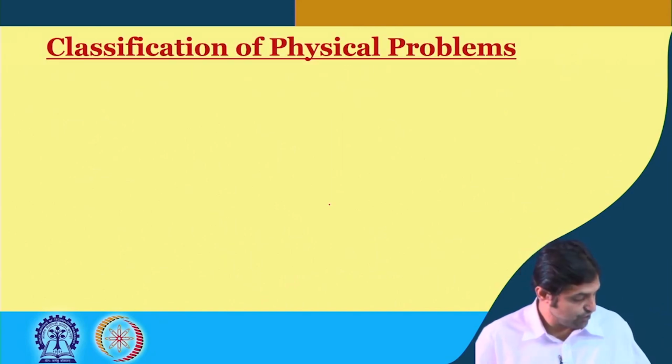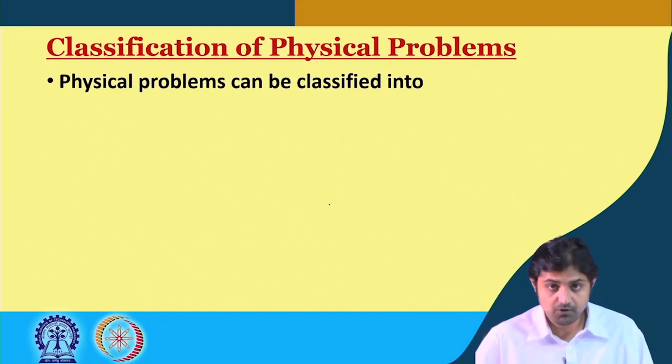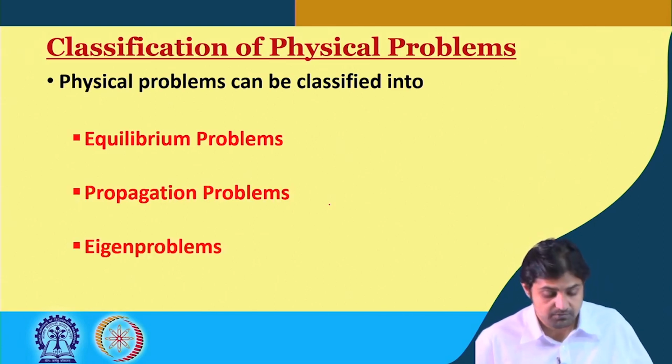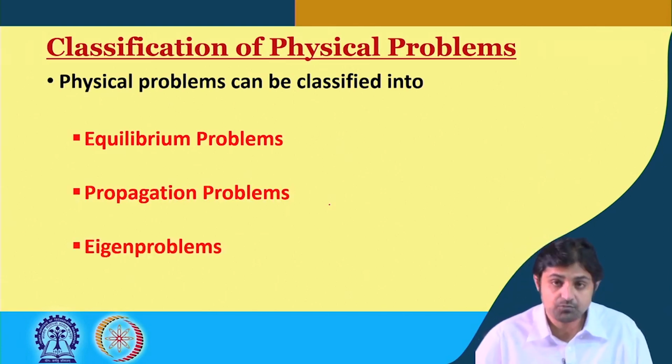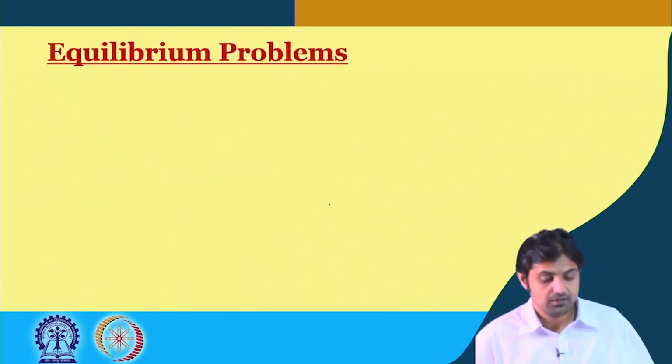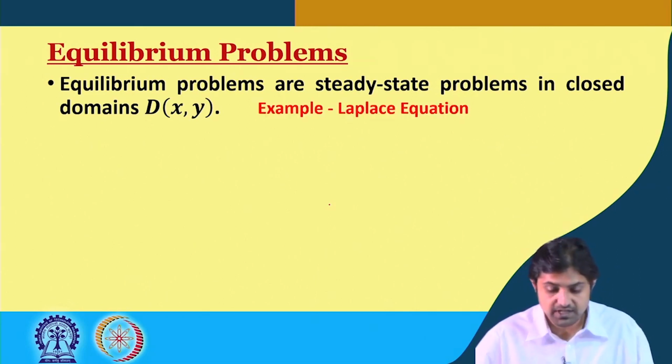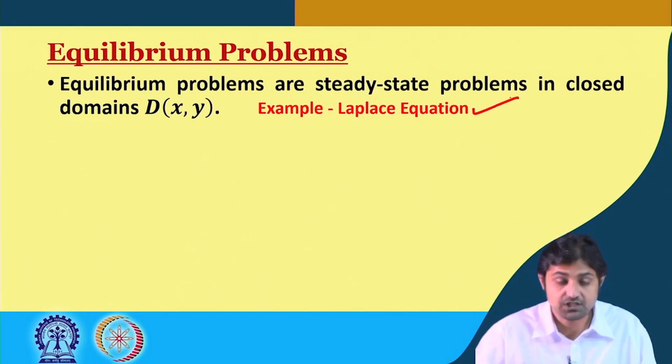Now, the classification of the physical problems. The physical problems can be classified into equilibrium problems or propagation problems. The third is eigen problems. So, any physical problem can be classified into three different forms. What are the equilibrium problems? Equilibrium problems are the steady state problems in closed domains. Steady state means there is no dependence on time, there is an equilibrium. So, an example of such type of problems is the Laplace equation.